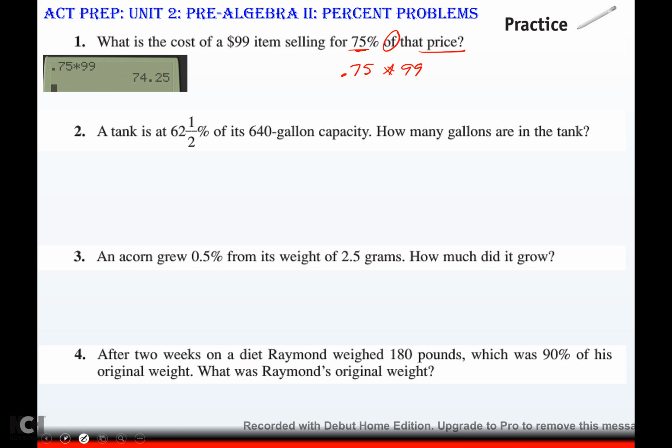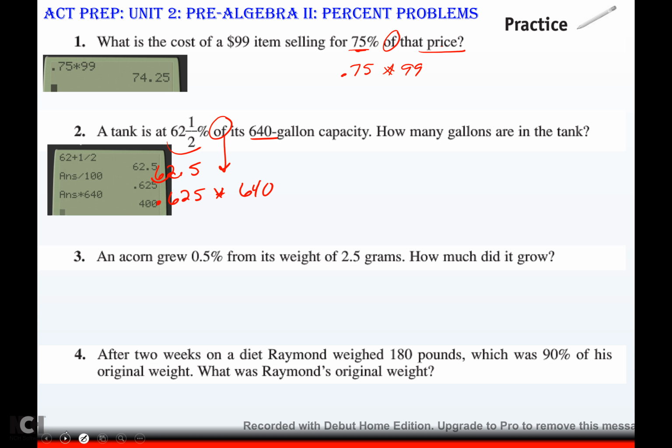Okay, a tank is at 62.5% of its 640-gallon capacity. How many gallons are in the tank? Again, it's saying take this percent of this amount. This would be 62.5%. As a decimal would be 0.625. Of means times 640. So I type that in and I get 400.